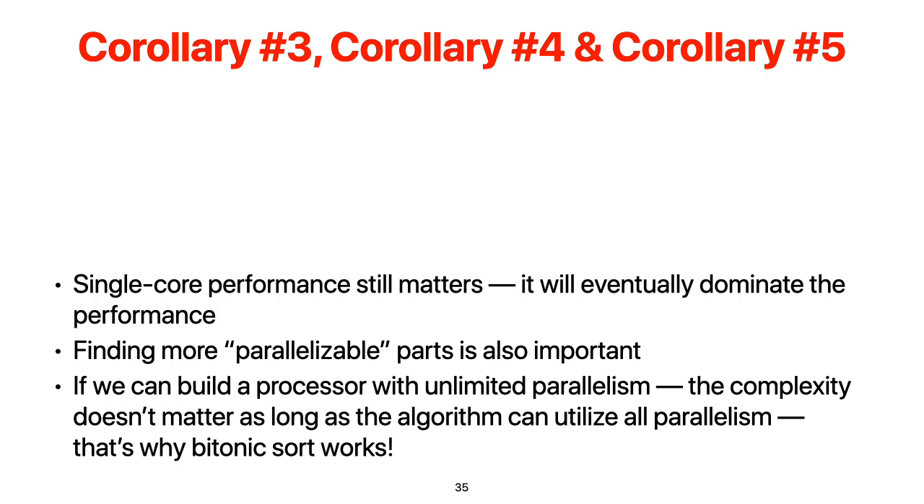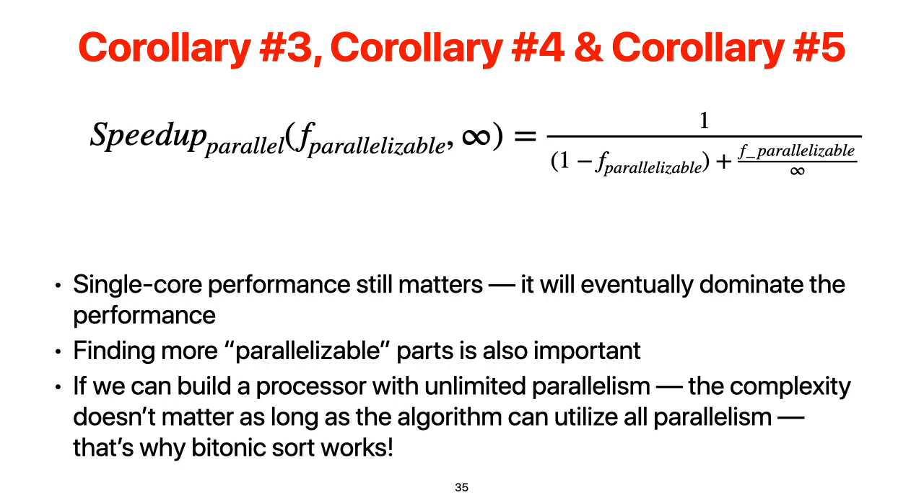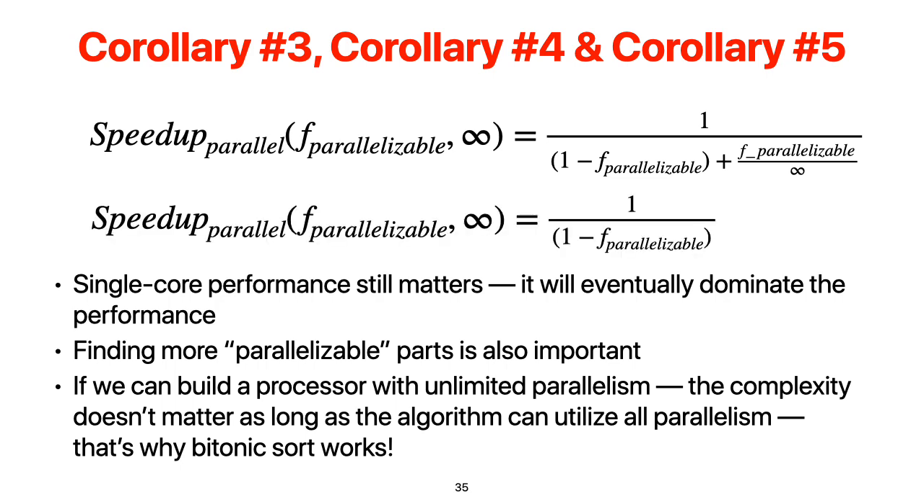With that, we can find out several interesting things. First, if we assume unlimited parallelism, similar to what we did to get the maximum speed up among optimizations, we replace the number of processors with infinity, and the speed up eventually becomes 1 over 1 minus f parallelizable. That tells us a lot of things, and a few of them are interesting.